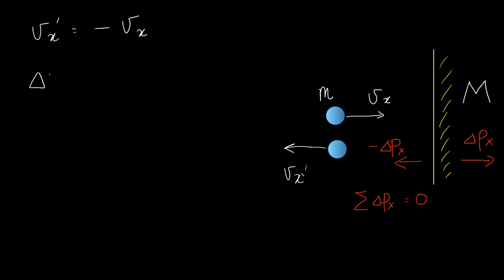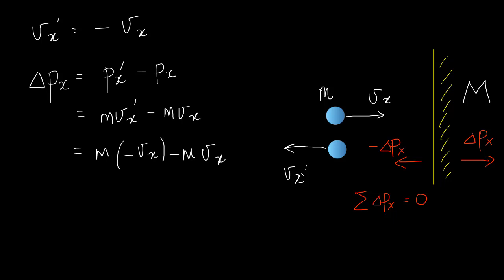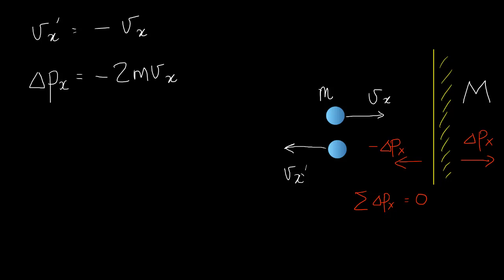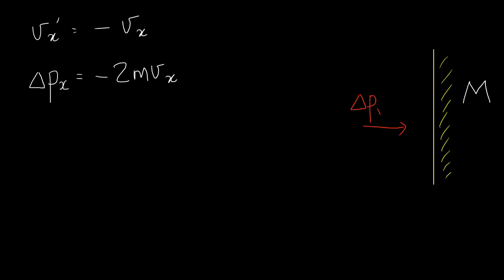The particle receives an impulse that changes its x momentum by an amount delta px equals px prime minus px, equals m vx prime minus m vx, which is equal to m times minus vx minus m vx, which is equal to minus 2m vx. This makes sense. The particle has Vx in the forward direction before the collision and is reflected with the same speed in the opposite direction, which conserves its kinetic energy, so its change in momentum is minus 2m vx. The wall experiences an equal and opposite impulse, and by momentum conservation, momentum 2m vx is transferred to the wall.